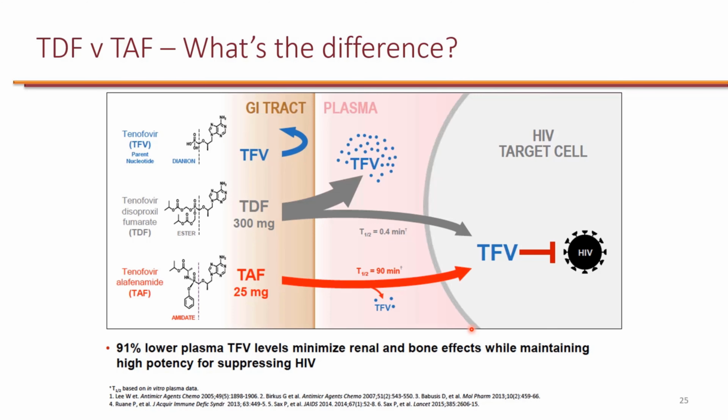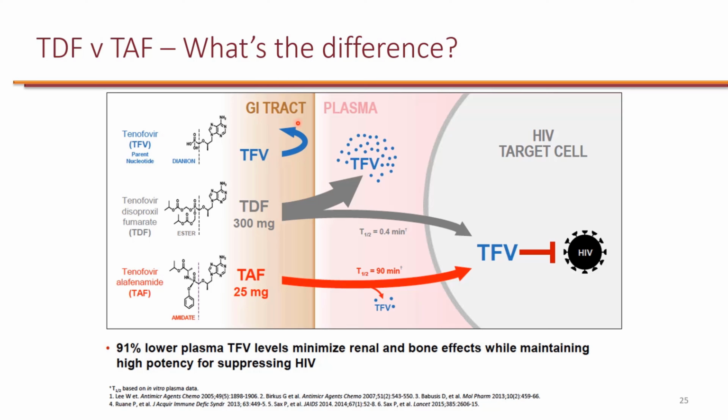Now, let's take a look at the difference between TDF and TAF. Tenofovir itself is the actual drug. Tenofovir is the actual drug that's an analog of a nucleotide, and that's what needs to go inside the target cell to block HIV replication. The problem is, when you orally take tenofovir, it's actually not absorbed.